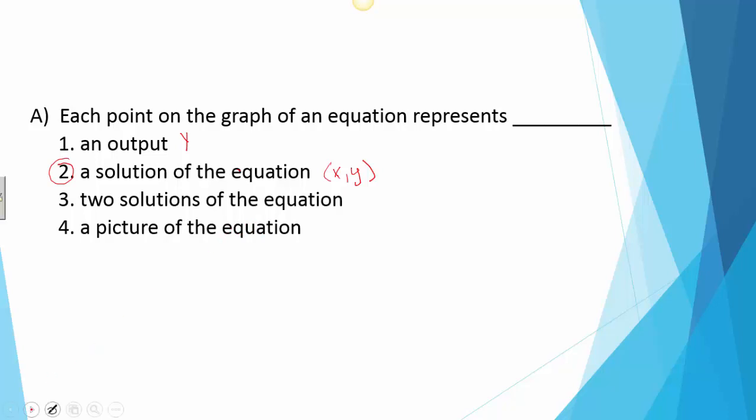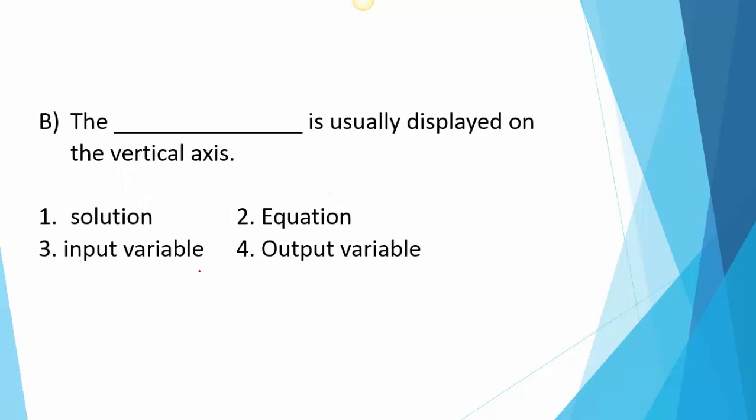For the next one, it says blank is usually displayed on the vertical axis. I'll give you a couple seconds to look at those. Pause if you need to. The actual thing they're looking for here is the output variable, because usually the input is always put on the horizontal and the output is always put on the vertical axis.